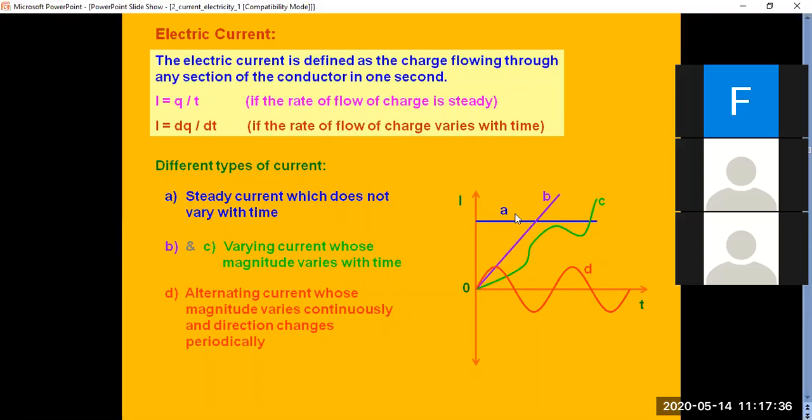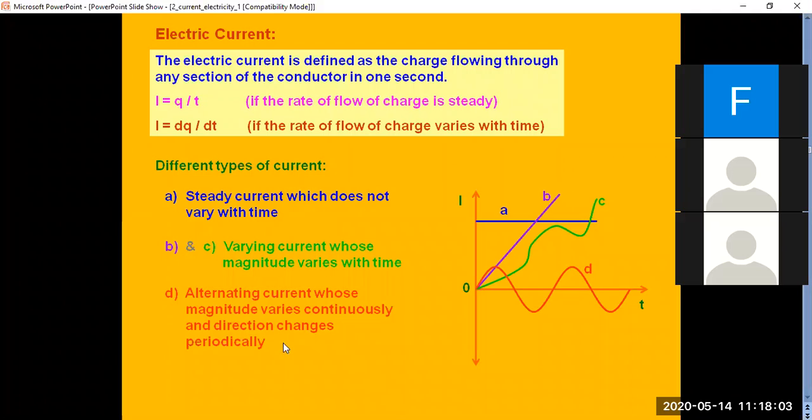I'm repeating it. Straight horizontal line, steady current which does not change with time. B, from origin it is increasing and it's a straight line. So it is steady current which changes with time. C, it is varying or changing current with time. And D, the red color you can see is called the alternating current.